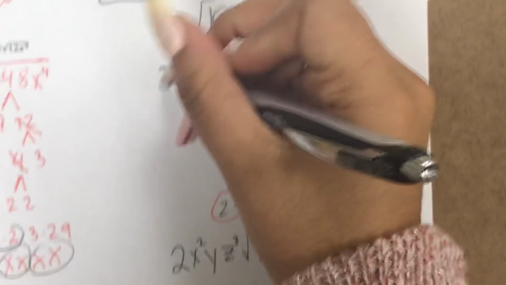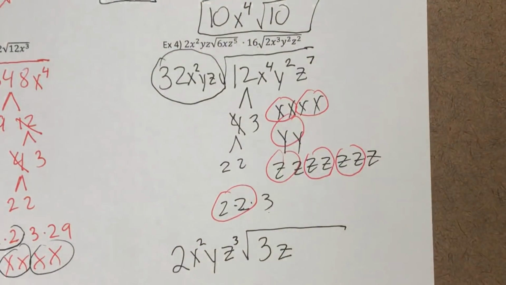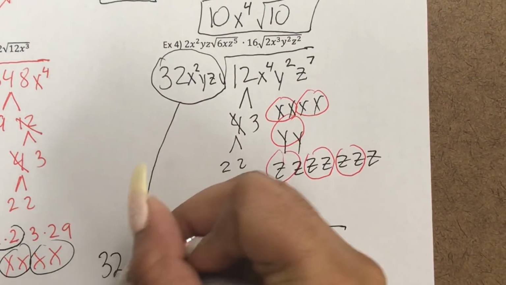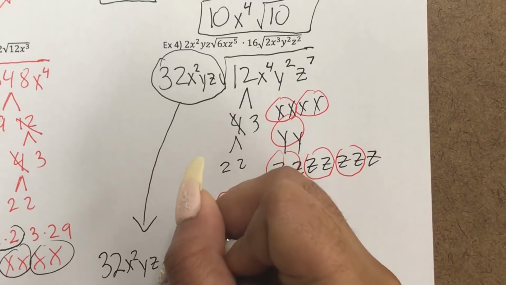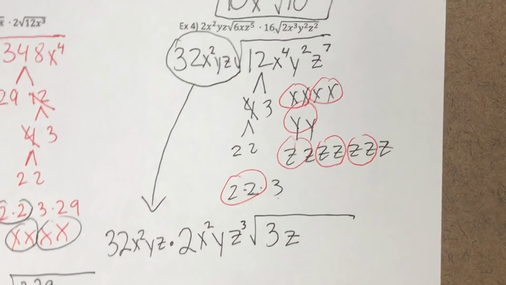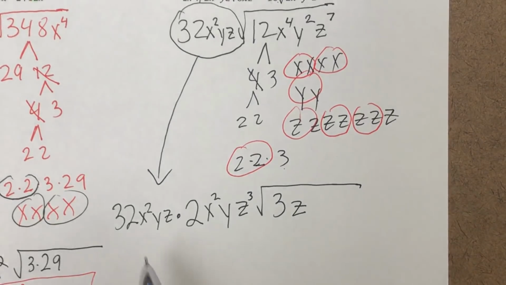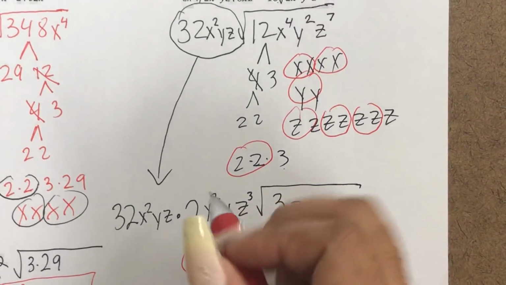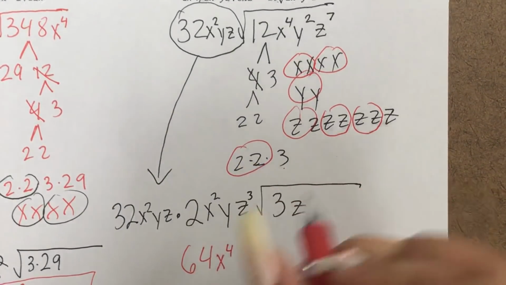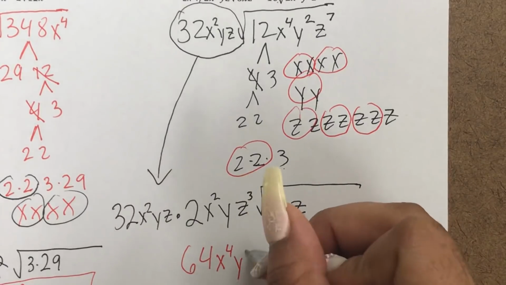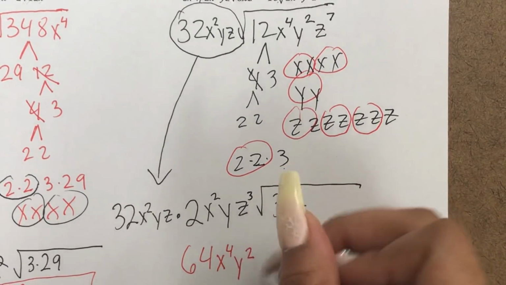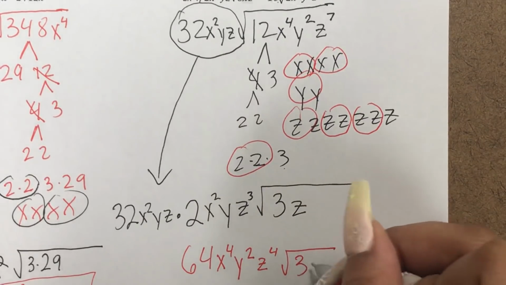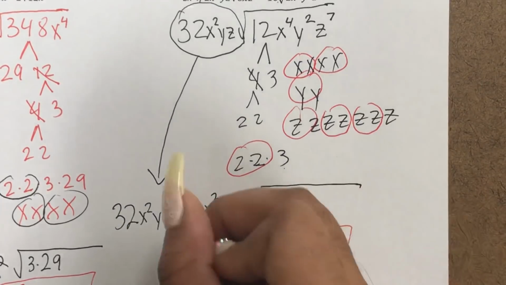Okay, so remember we had all this outside already, so I have to remember to bring that down and multiply it. So 32 times 2, 64, x squared times x squared, x to the 4th, y times y, y squared, z times z cubed, z to the 4th, times the square root of 3z. That's your final answer.